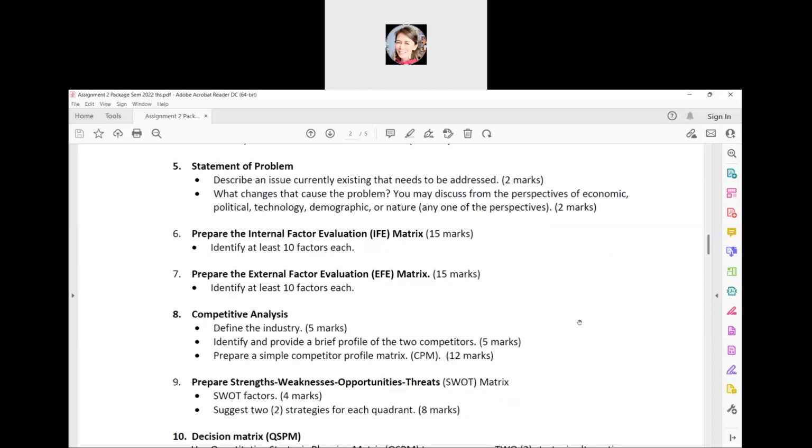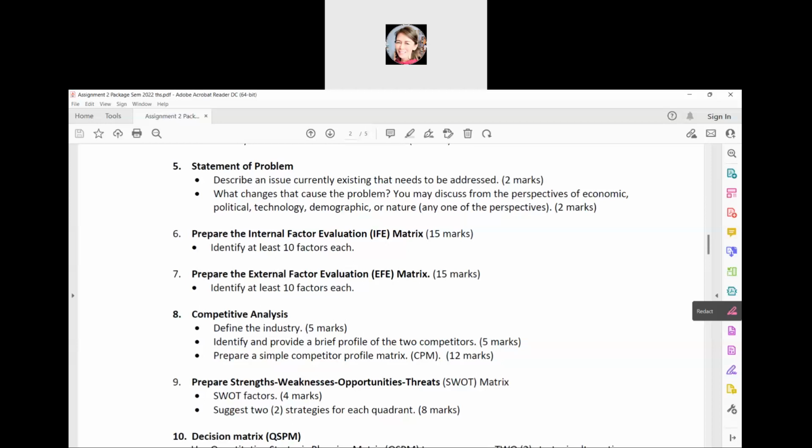And moving on, you're also required to do the comparative analysis, your CPM, right? This is basically defining the industry. What is industry? So there's 5 marks. Okay, identifying, providing the brief profile of 2 comparators. So again, the need for you to read the annual report, okay, or reports.